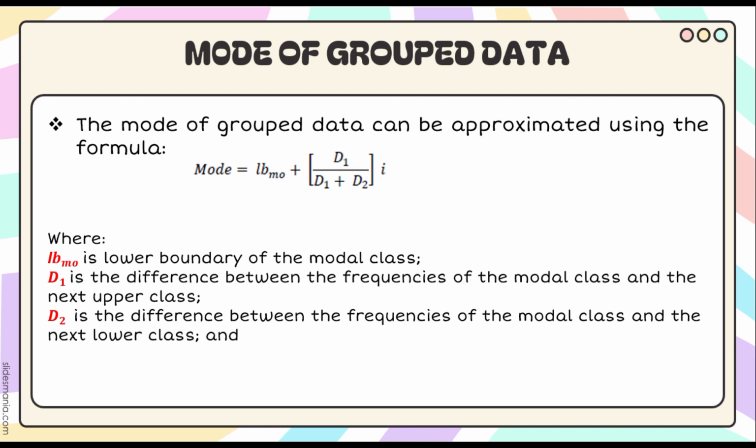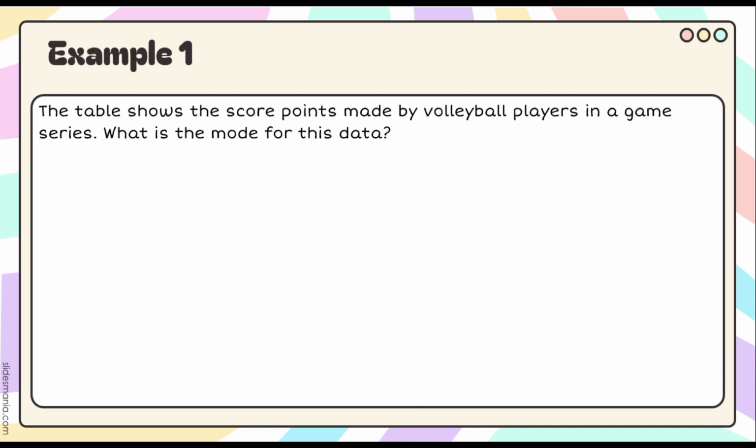So D sub 2 is the difference between the frequencies of the modal class and the next lower class. And the I is the class interval. Okay, let's have an example in solving for the mode of grouped data. Example number 1: the table shows the score points made by volleyball players in a game series. What is the mode of this data?